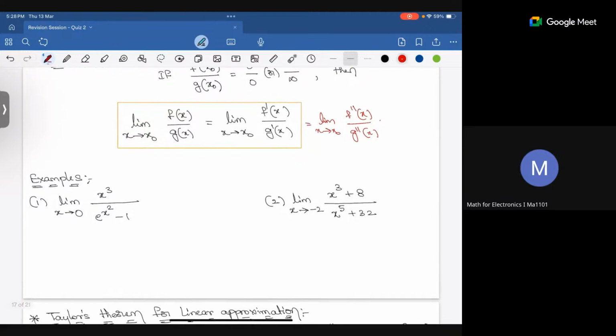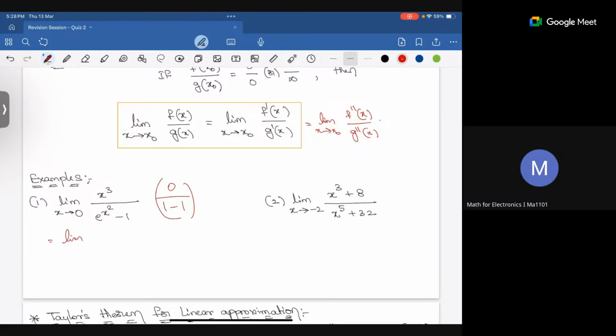Okay, so let's solve this problem. You see, the limit as x tends to 0 of x cube by e power x square minus 1. When you try to substitute 0, you will end up with the 0 by 0 form, since you get 0 by 1 minus 1, which is an indeterminate form. So you can take the derivative of the numerator and the derivative of the denominator.